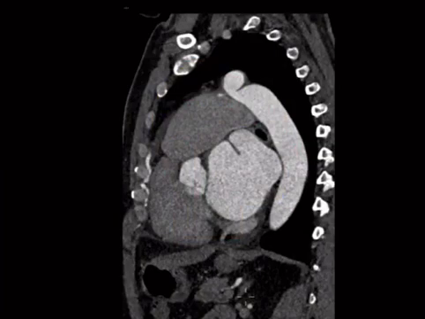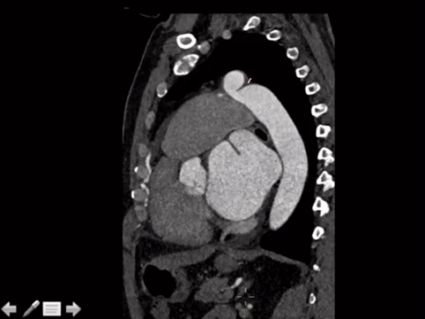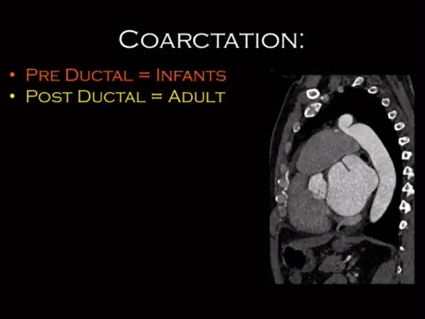All right, so remember I said to try to figure out where the bolus of contrast is timed to help narrow down the pathology. We can see that the bolus of contrast is timed to the aorta, and we've got a coarctation here. So here's some trivia about coarctations.